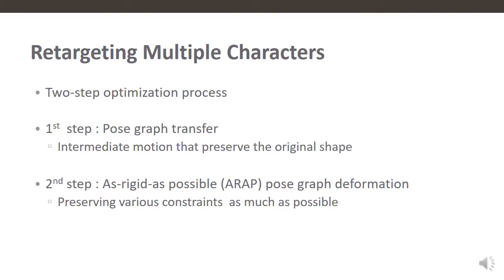Each character motion retargeting is formulated as a quadratic optimization problem performed at each frame independently for better computational efficiency. Specifically, we sequentially solve the pose graph transform and as-rigid-as-possible pose graph deformation. From the first optimization, the solution represents the intermediate motion that preserves the details of the original motion. The solution of the second optimization is obtained while preserving various constraints as much as possible.